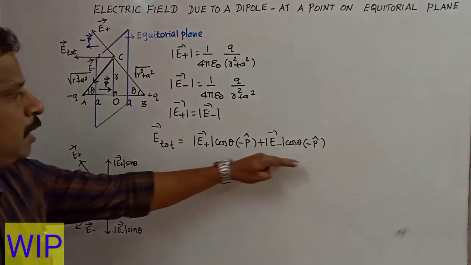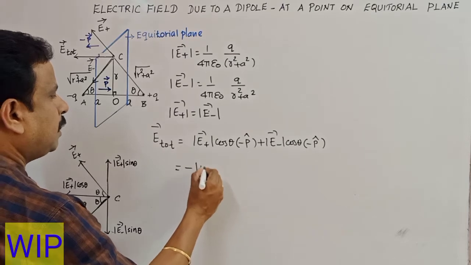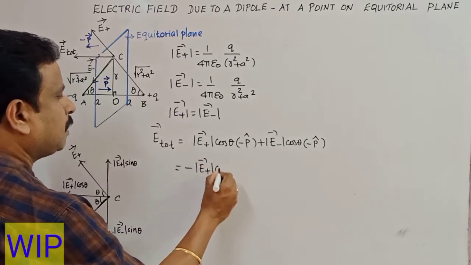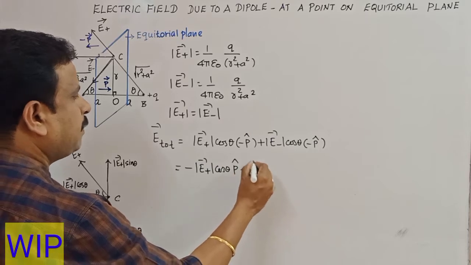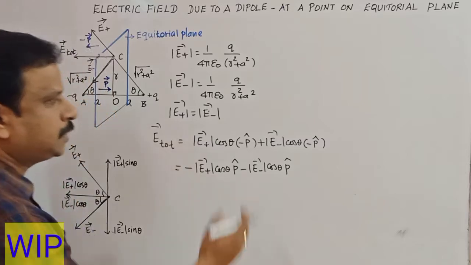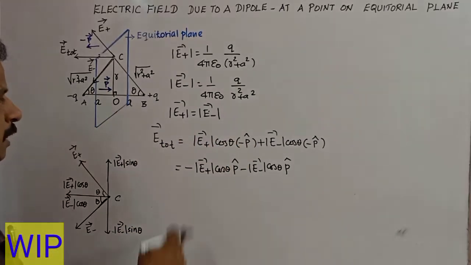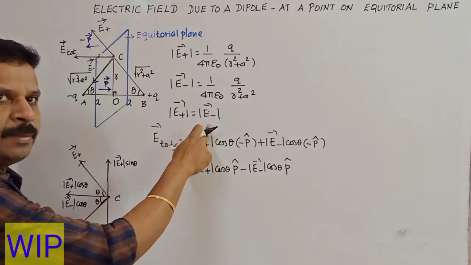So that's why we have put minus p cap. In the textbook we have it like this: minus modulus E plus vector cos theta p cap minus modulus E minus vector cos theta p cap. Am I right? They have put minus in both terms. We know that modulus E plus equals modulus E minus, correct?